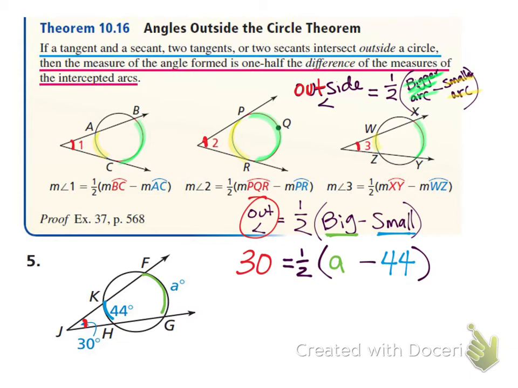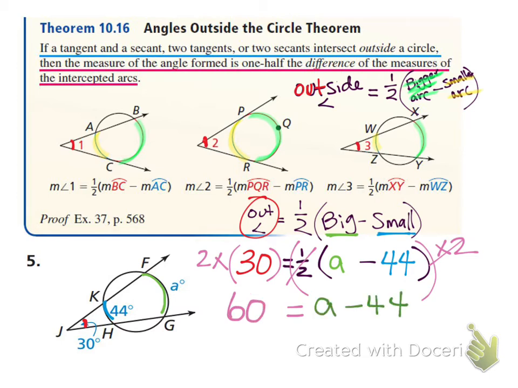So how do we get rid of 1/2? Multiply both sides by 2. Times 2. Times 2. Okay, so 2 times 30 is 60. On the right side, all we have left is A minus 44. And so the last thing we do is add 44. And 60 plus 44 is 104.